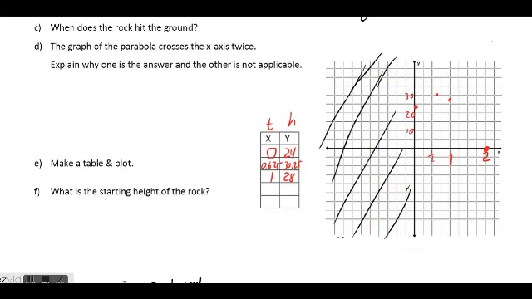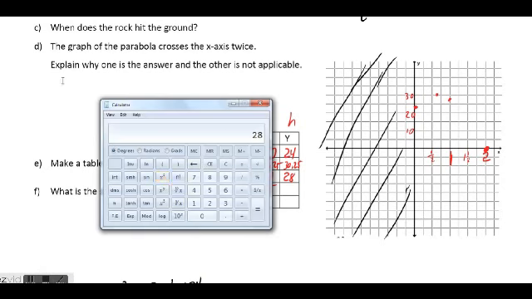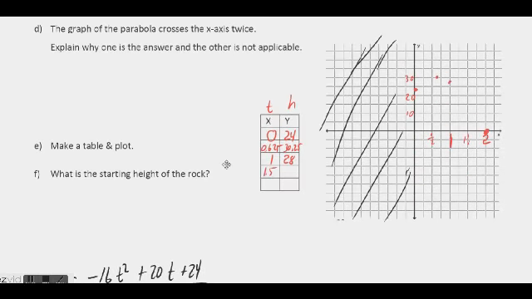And then what if I did 1 1/2, or 1.5? Back to the calculator. I have 1.5 squared times 16, which happens to be negative, plus 20 times 1.5, plus 24. So at 1.5 seconds I end up at 18 feet. So there's 15. Now you can kind of see what's happening here.